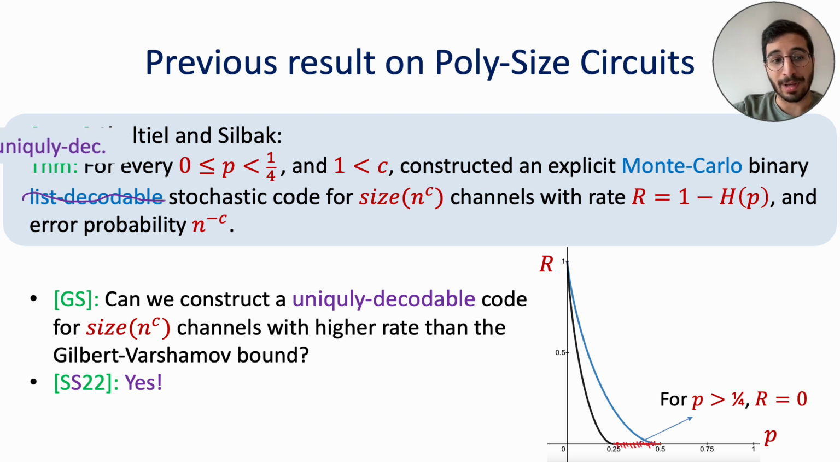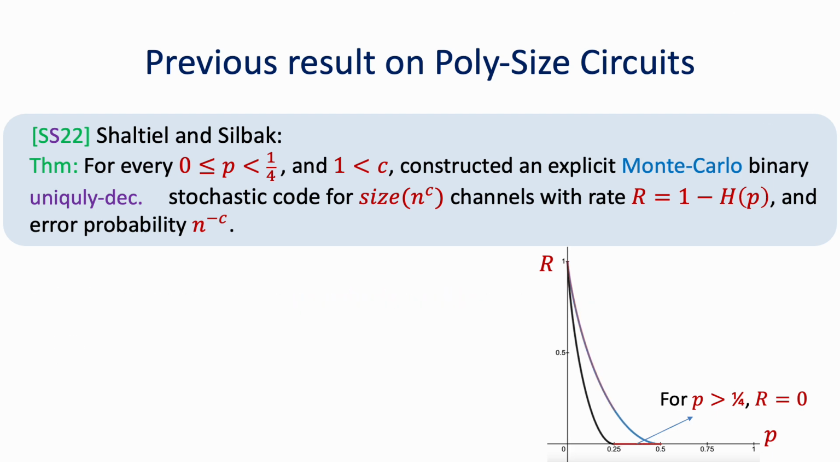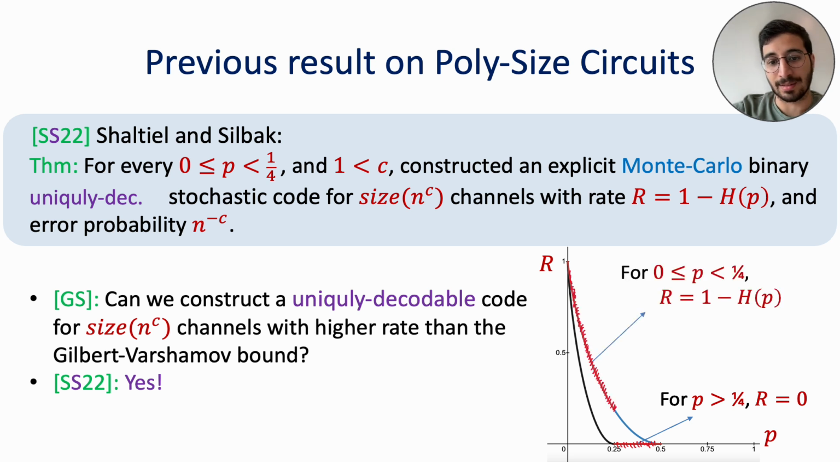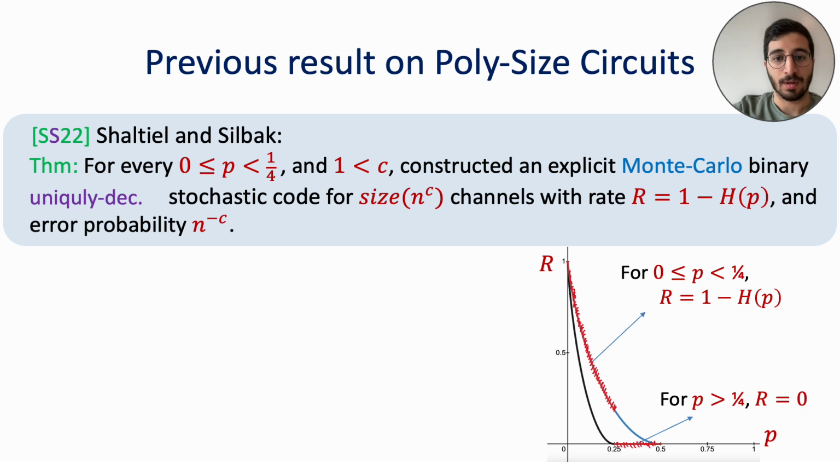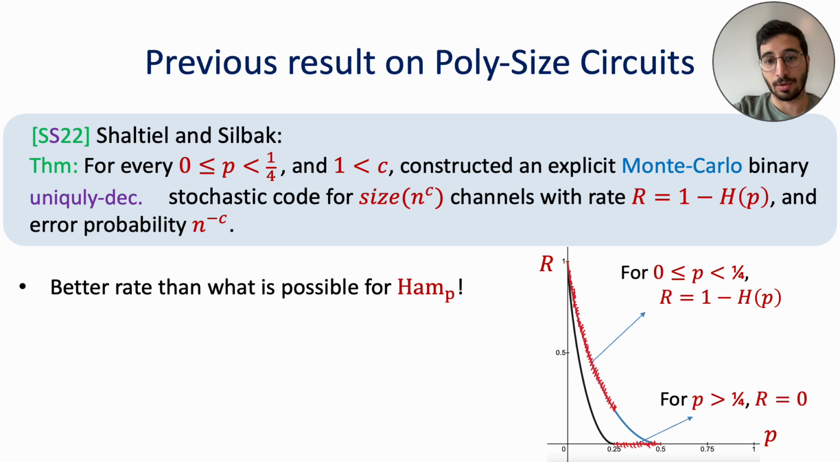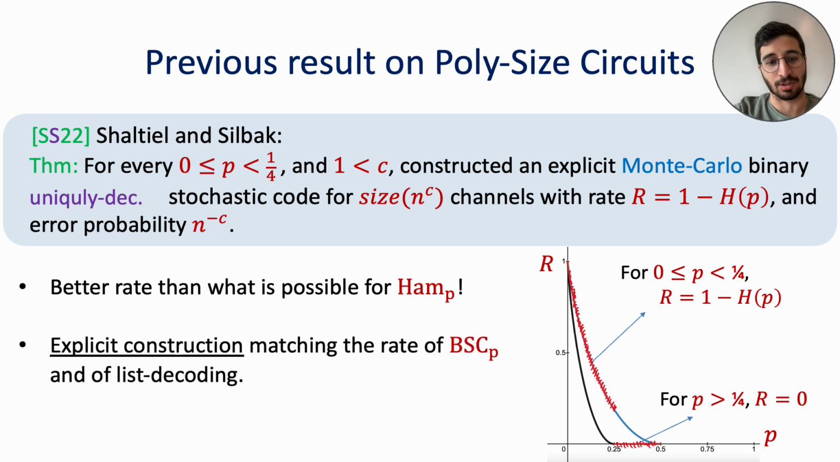And in fact, we are able to achieve unique decoding for p between 0 and 1/4 with the same parameters as for list decoding. That is, the rate equals 1 minus the entropy of p. So we get the same rate as if we were in a list decoding setup, for every p between 0 and 1/4. Now, let me emphasize that this is strictly better than what's possible for Hamming channels. If you have a code that is good for size n circuits and it's optimal, as stated here, then this code is always going to be better than what's possible for Hamming channels. And this is an explicit construction, which is nice.